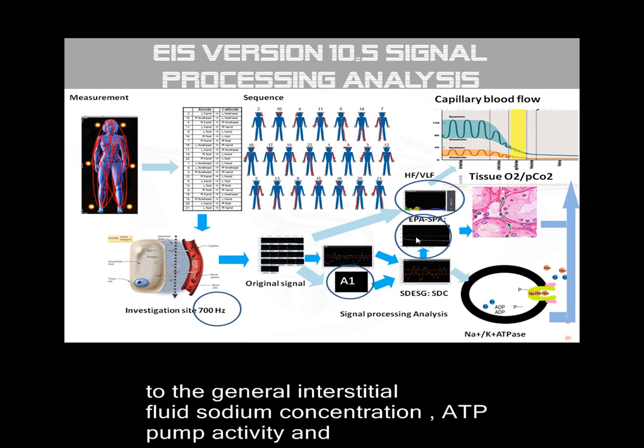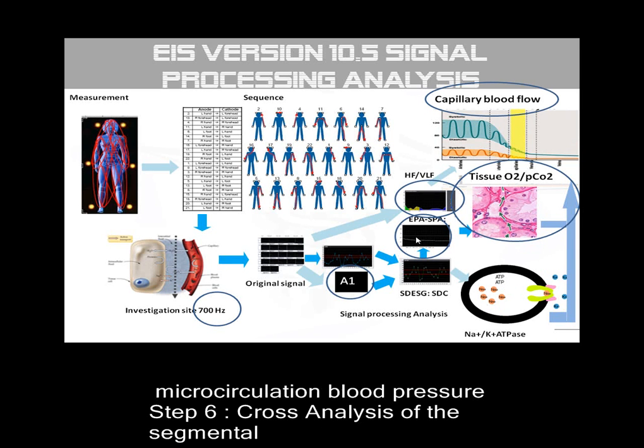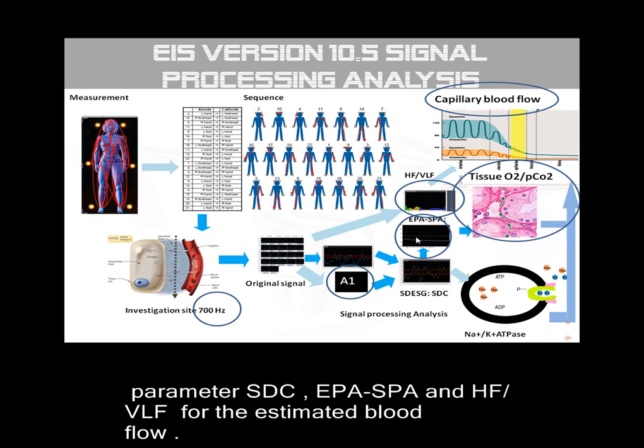The complete signal processing analysis of the update version provides two new parameters, EPA-SPA related to the tissue oxygen pressure, and the microcirculation blood flow. Therefore, with the previous version we had only one tissue parameter, and with the update version 3 tissue parameters.